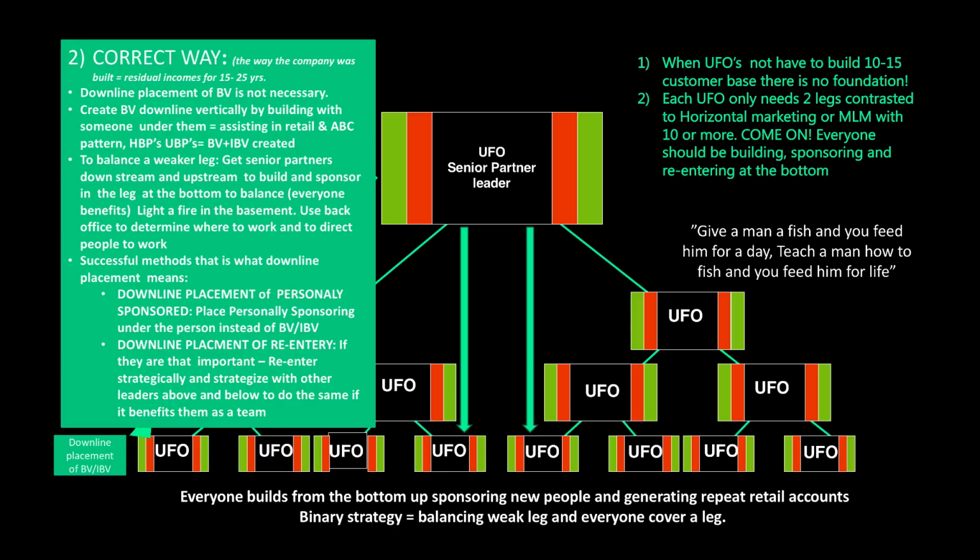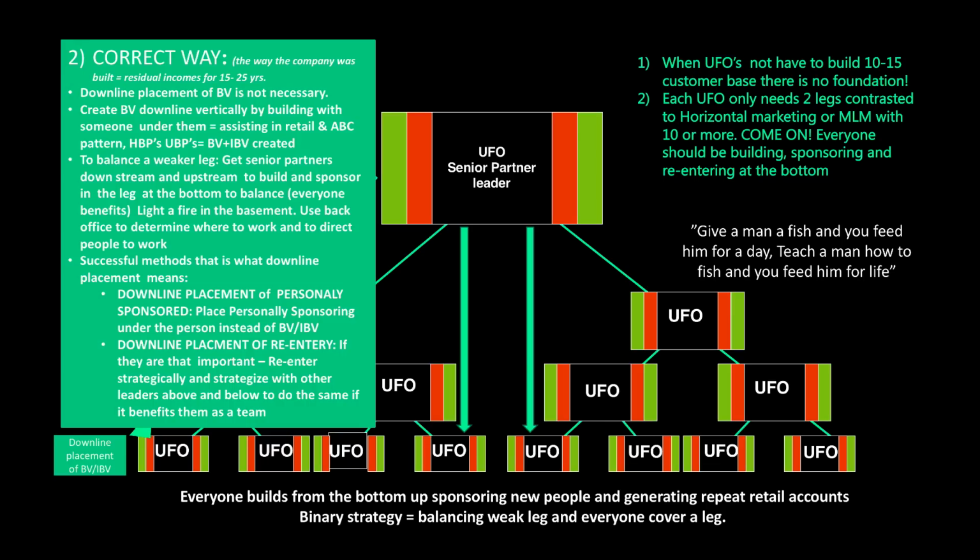Downline placement of BV is not necessary. We didn't used to do that. Create BV downline vertically by building with someone under them, assisting them in retailing the product in the ABC pattern, HBPs, UBPs. That's downline placement. That's downline work. And that's what works. And you do it once and it duplicates, you don't got to do it again. It lasts for a long time.